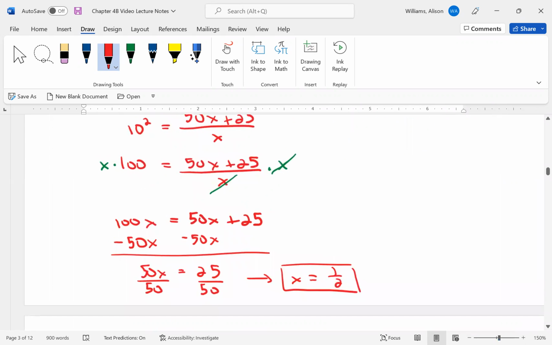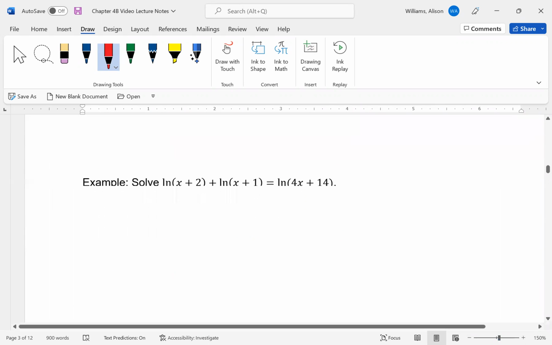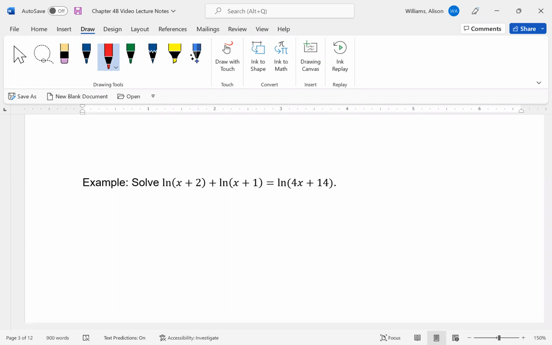Let's look at another example. Now this one is different. The reason this one's different is we actually have logarithms on both sides of the equation. Believe it or not, that actually makes our life a little bit easier. So what we're going to do is on the left side, I'm going to combine them into one logarithm. And since it's an addition, that means that this will become the natural log. Oops, sorry.